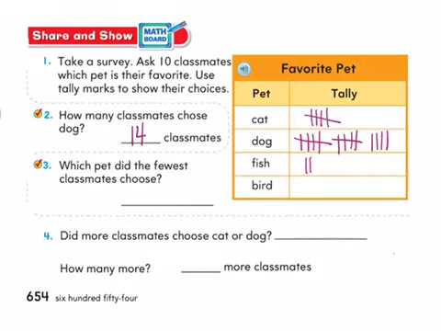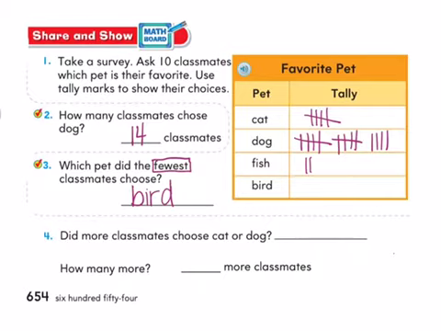Which pet did the fewest classmates choose? And we know fewest means the smallest amount. So for this one, I'm going to say bird because 0 people chose bird. That's the smallest amount. And our next question says, did more classmates choose cat or dog?